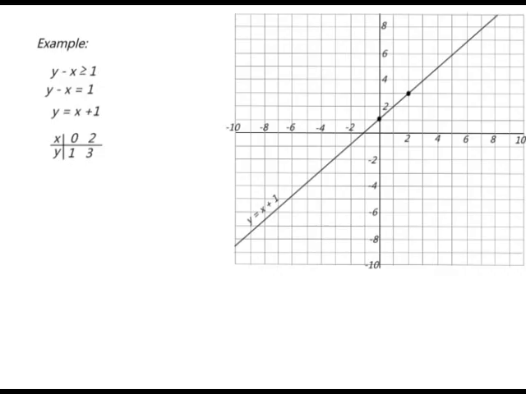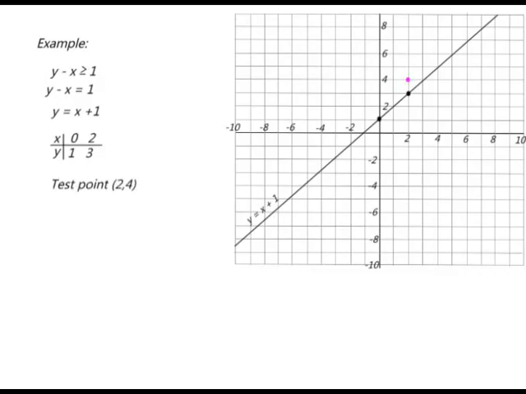Now we look for the side to shade, the unwanted region. We get a test point. We can choose another point. It's not necessarily that we have to choose 0, 0. In this case, let me take 2, 4.